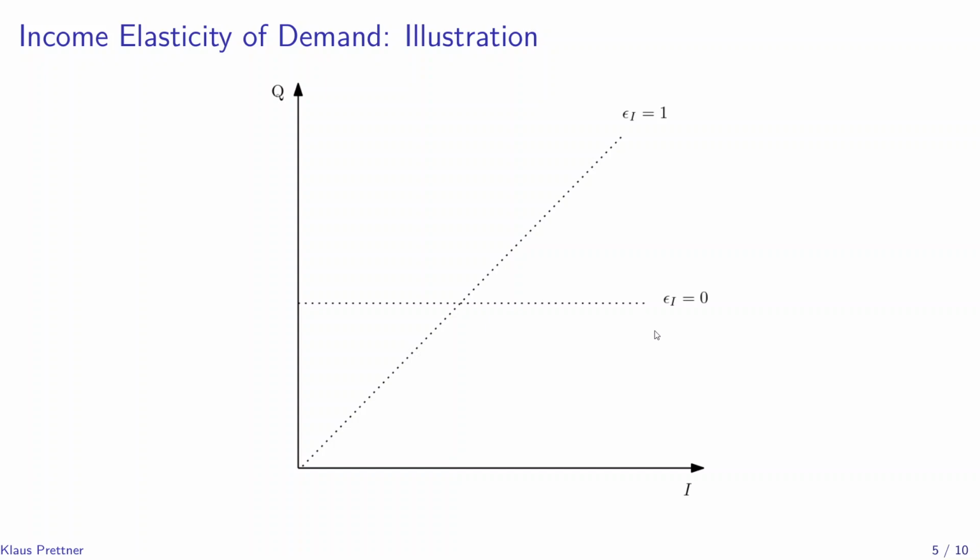Then let's draw 2 special cases with a dotted line against which we plot the other cases. The first is where the income elasticity of demand is equal to 0. So that would be a flat line here. As incomes rise, demand would not change at all. So that's a special case of a good.